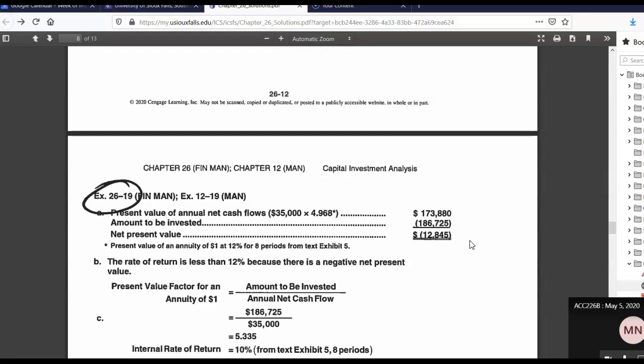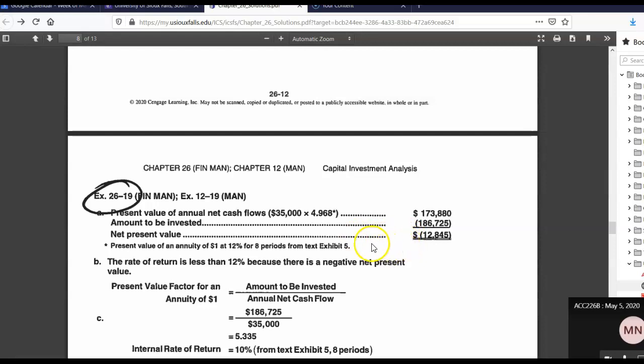Now, the problem is it's a negative at 12%, but we don't know how far below 12% in this problem we are. How far below? Is it 11.99? Is it 8? We don't know. So net present value just tells you either you are at 12%, which this would be 0, a plus would mean it's more than 12, and a negative means we're below 12.